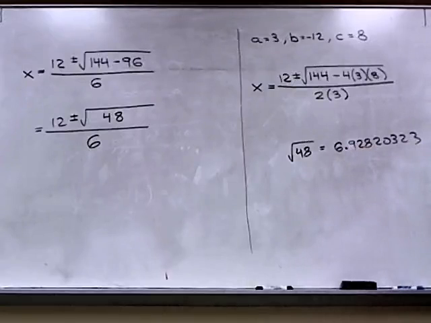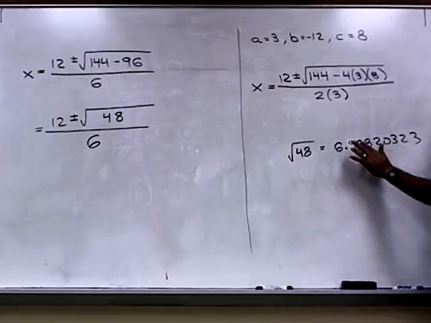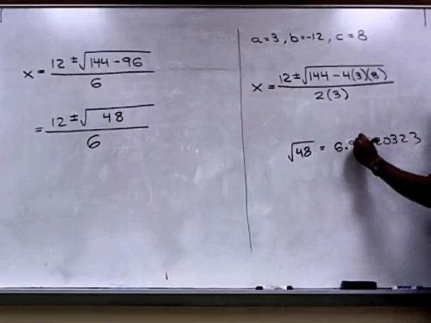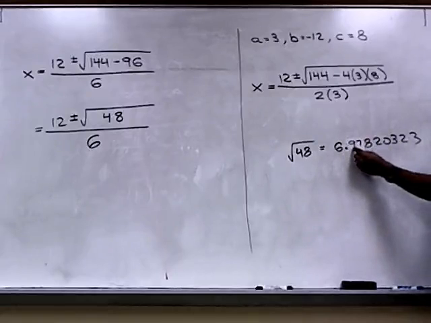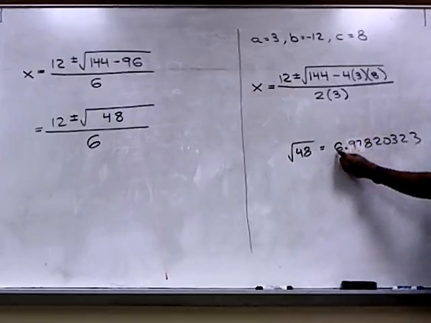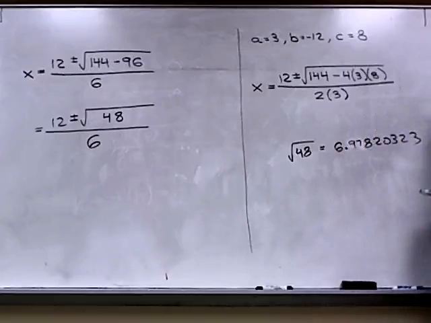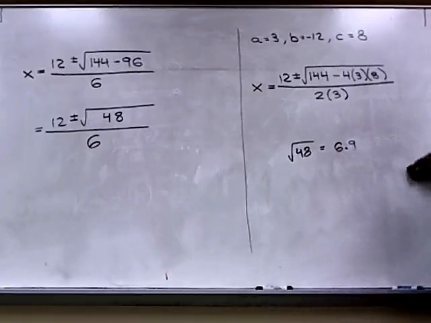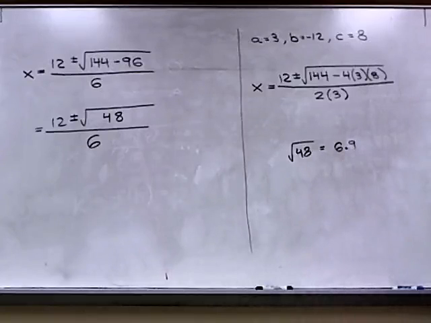I will also ask you not to round. Because what if this next number here was a 7? Then you would round the 9 up, right? And that would round that up to a 7. I don't want that. I just leave it as whatever the first decimal is, just write that down, 6.9.